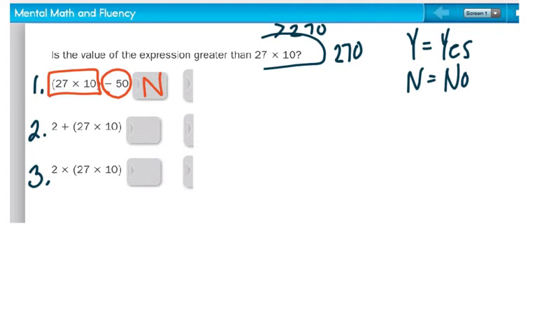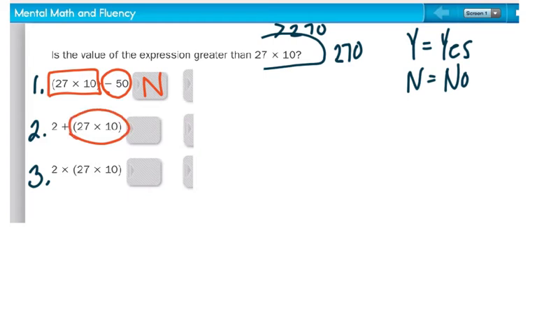Pause your video, complete number 2 and 3. Remember to pause your video. We're building on all of this throughout the year, so you don't want to just watch it because you will not remember it and it won't stick in your mind as well.